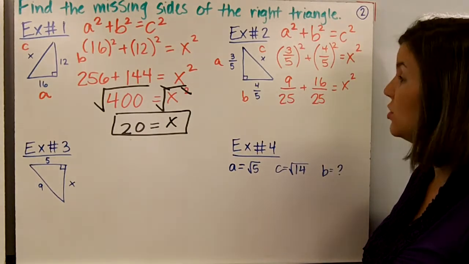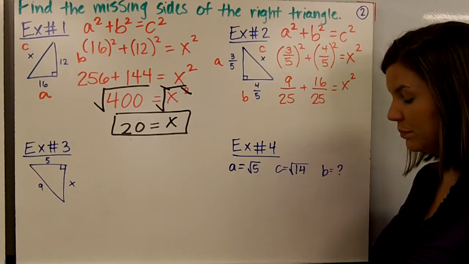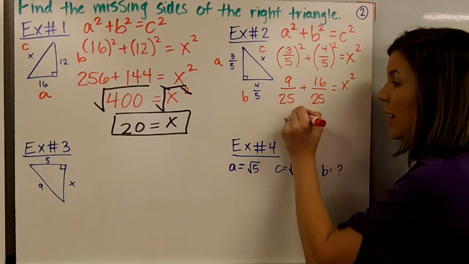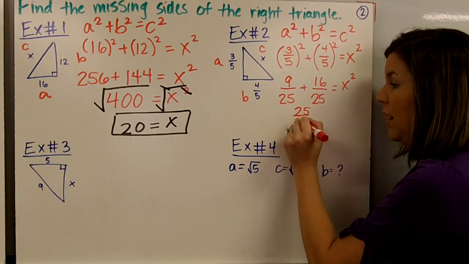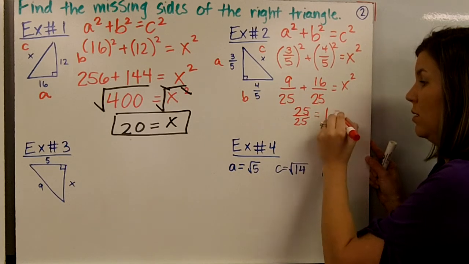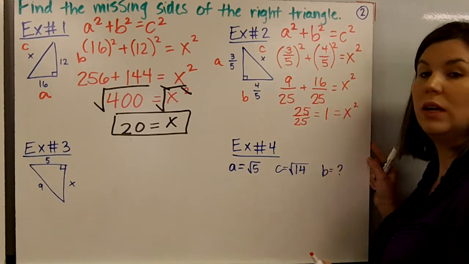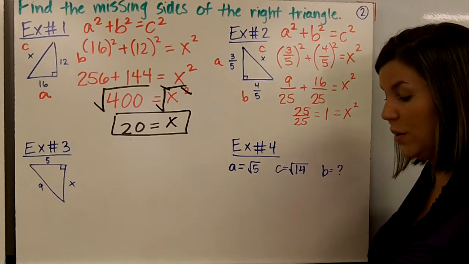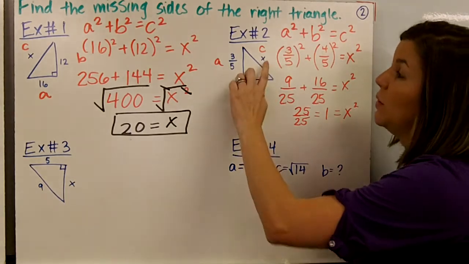Now, if you don't know this, you can do this on your calculator. We get 25 over 25. Well, 25 over 25 is 1. So x squared equals 1. We don't want x squared, we just want to find out what x is.